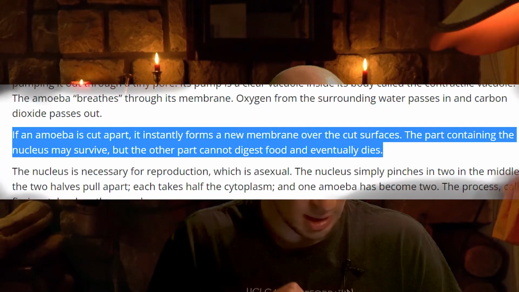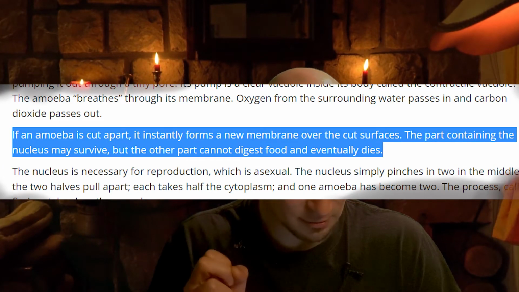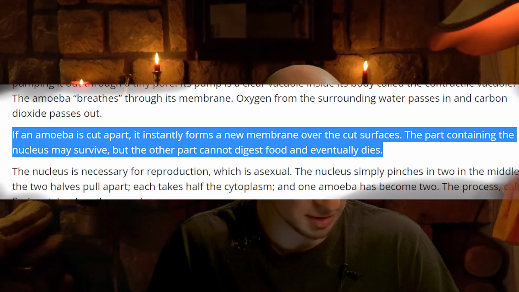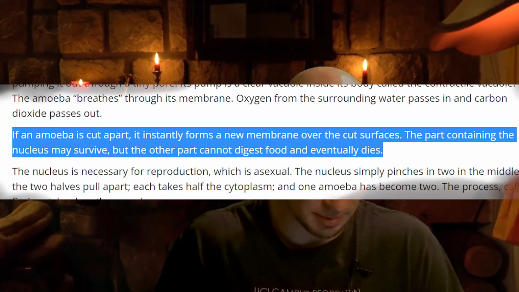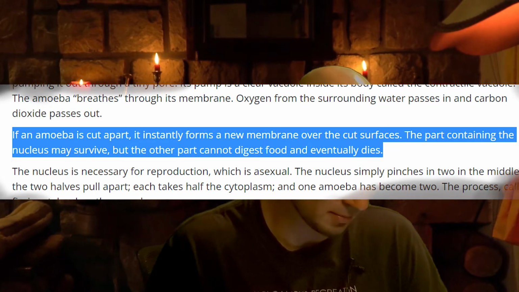Some novels are instead amoebas. And here's the fact about amoebas that is key. If an amoeba is cut apart, it instantly forms a new membrane over the cut surfaces. The part containing the nucleus may survive, but the other part cannot digest food and eventually dies. Blood Meridian is an amoeba.